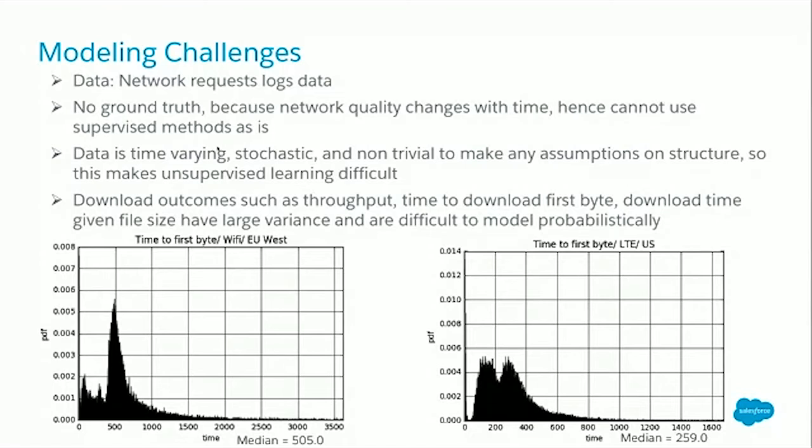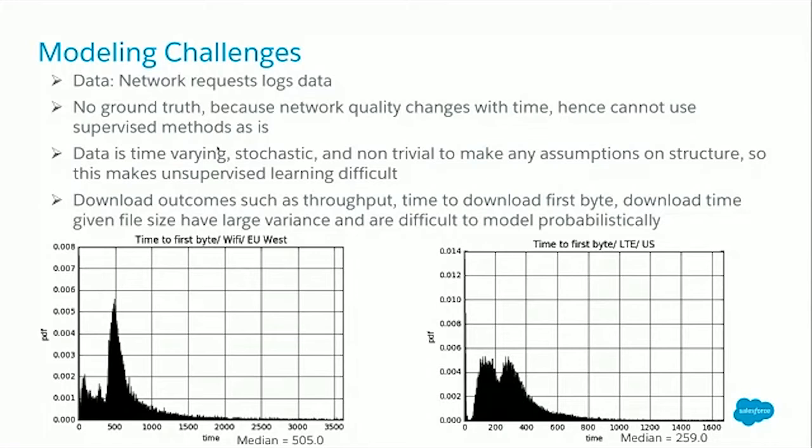We collect download outcomes. Download outcomes currently which we're interested in are speed throughput, time to complete the download, and time to download the first byte. And we also collect information about the content. We don't collect the content directly, but information about the content, which is basically the file size and the content type, whether it's a JSON or an image or what kind of content it is. So we collect a lot of data which is representative of the particular download which happens.